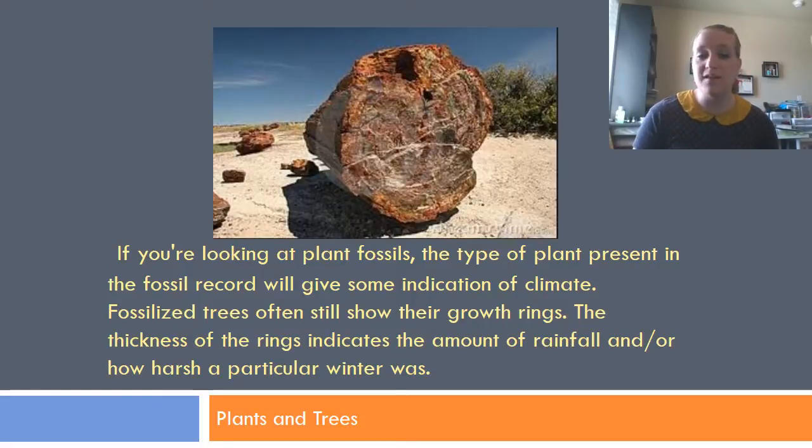If you're looking at plant fossils, the type of plant present in the fossil record will give you some indication of the climate. Fossilized trees, like this one here, will still show their growth rings, and the thickness of the ring indicates the amount of rainfall it had, or if there was a harsh winter or things like that. So even though it's fossilized, scientists can still see those rings in the tree and be able to tell a lot about the climate where the tree was located.